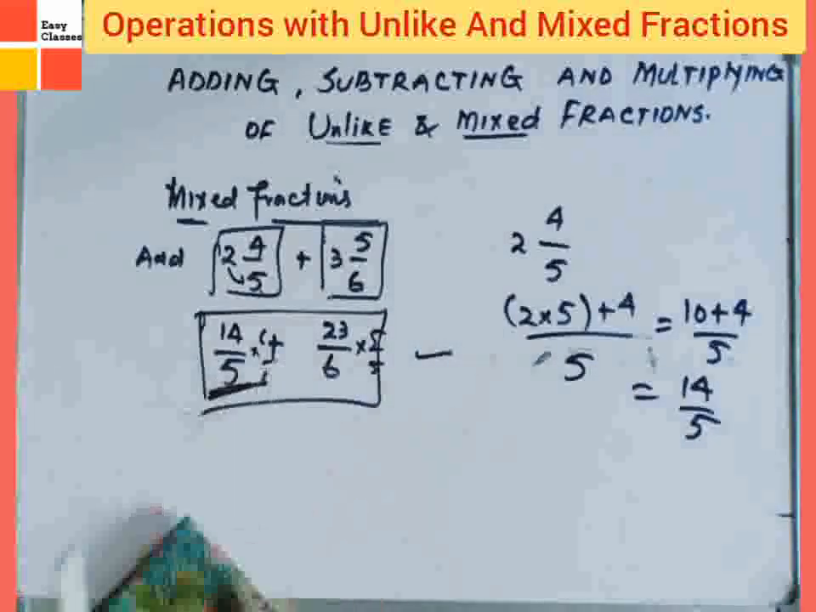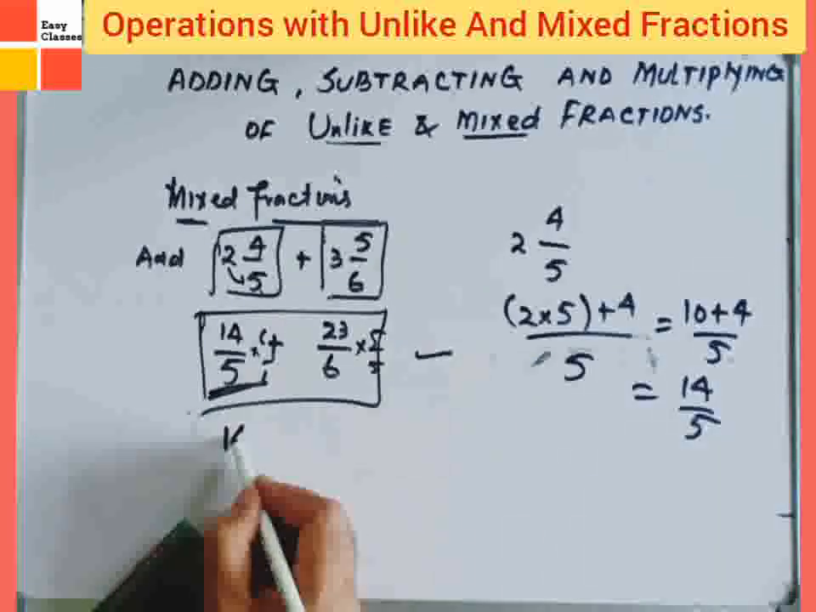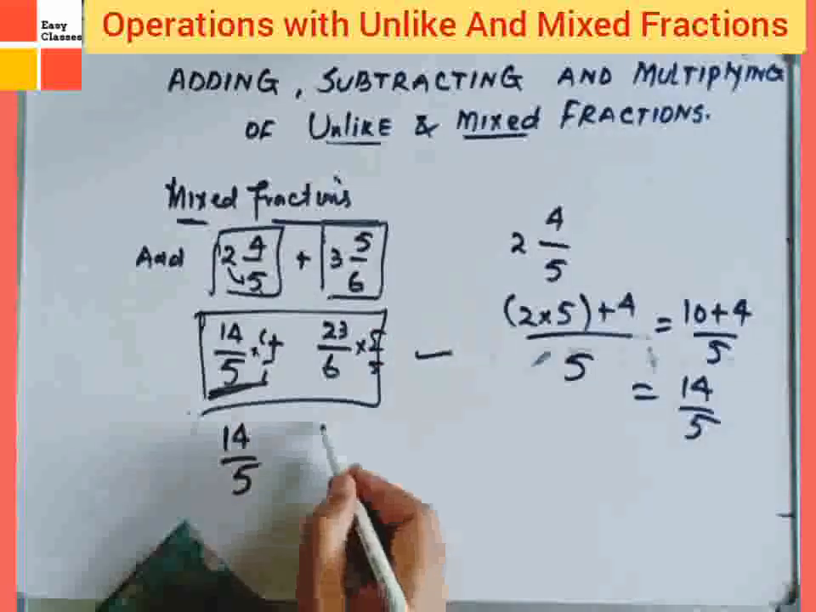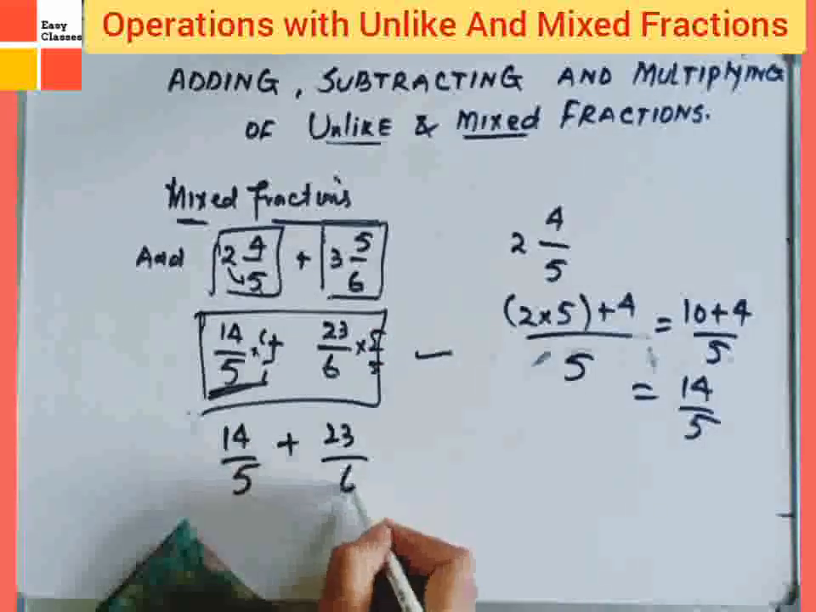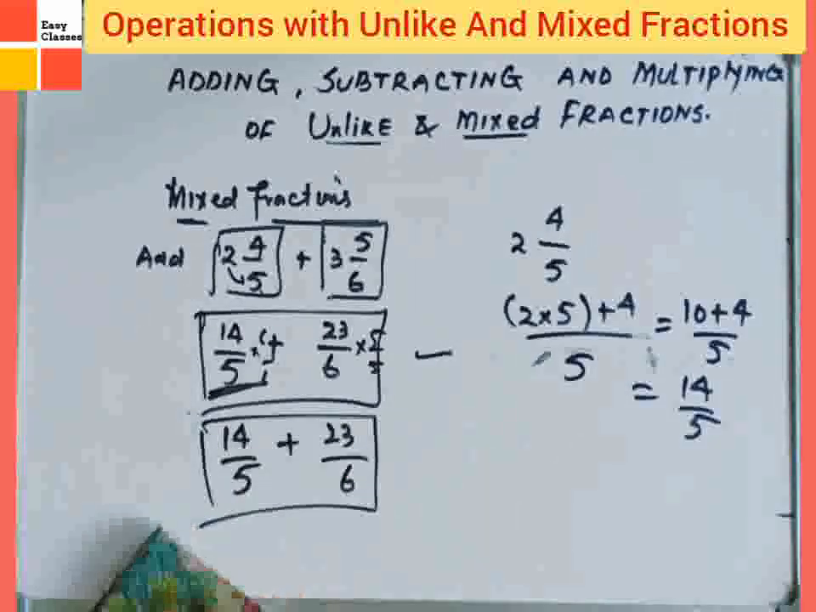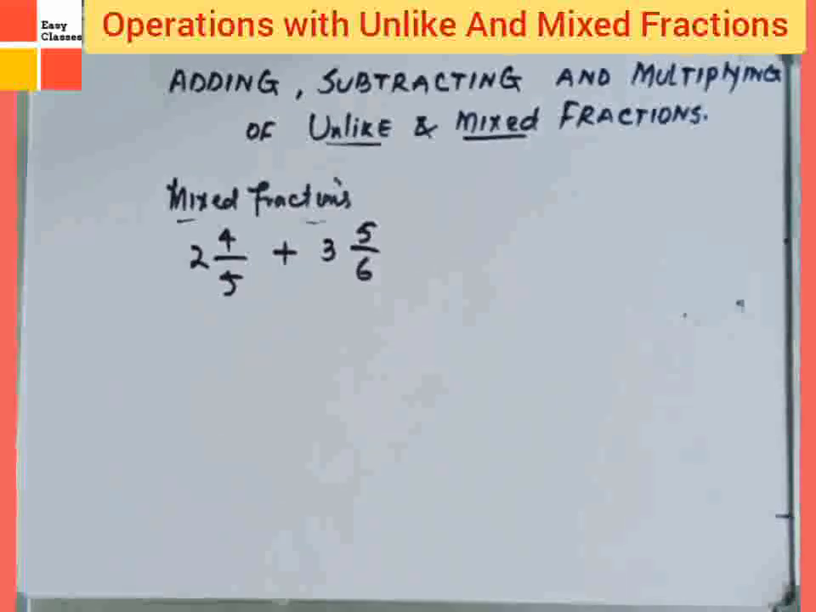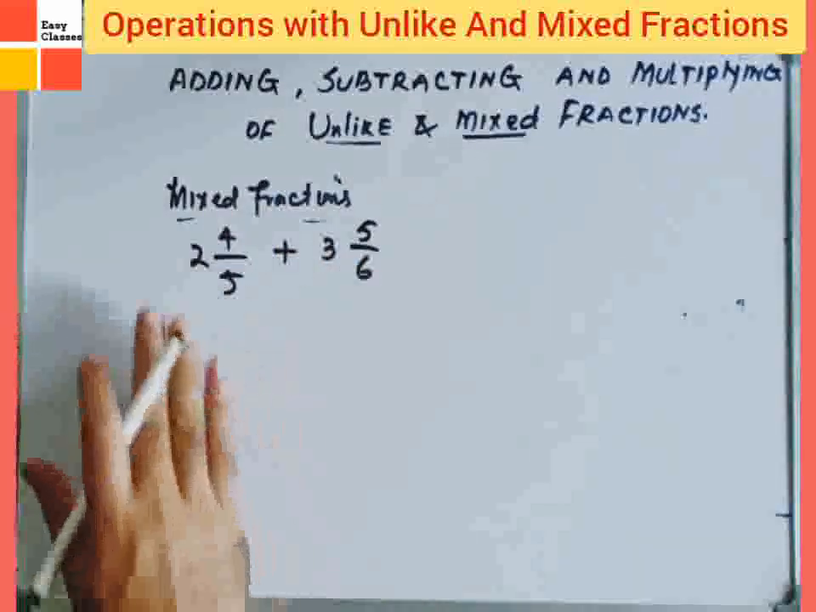So here 14 by 5. Now this fraction is 14 by 5, and this fraction is 23 by 6. Now you can easily add these two fractions, right? Okay, this was one way to add mixed fractions.